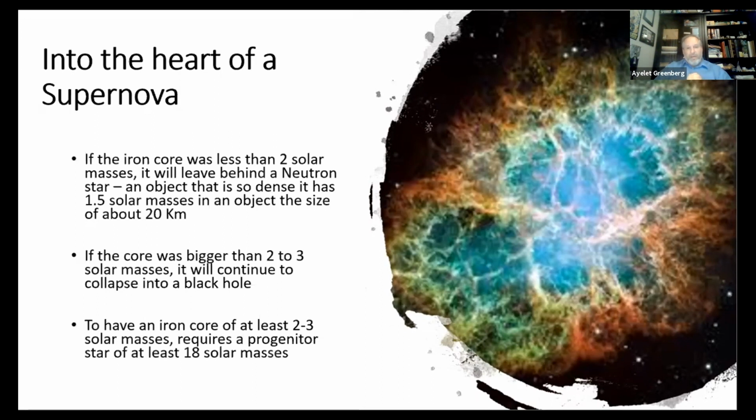If the core is bigger, if it's more than 2 solar masses and potentially larger than 3 solar masses, then that collapse will continue and it'll create a black hole. And to do that, you need a starting star which is at least 18 times the size of the sun or more. And we'll talk more about black holes in a minute.